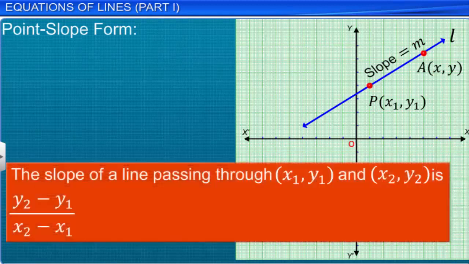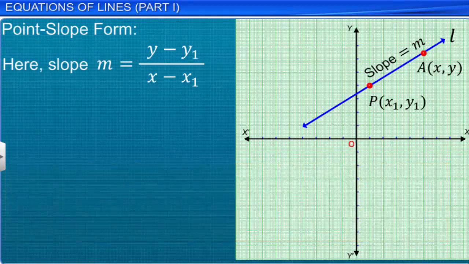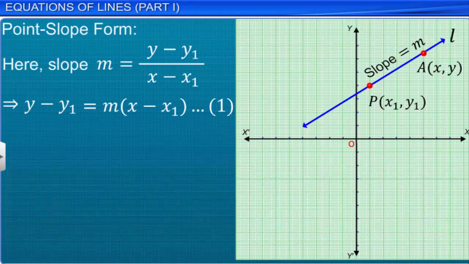Recall the formula for the slope of a line passing through two given points. According to the formula, slope m of line L passing through points A and P is given by (y - y1) divided by (x - x1). From the formula for the slope of a line, we get equation 1. A point A can lie on line L only if its coordinates satisfy equation 1.